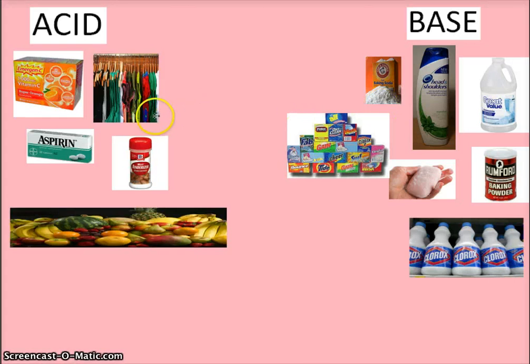Acids, vitamin C and aspirin happen to be acidic. Clothes often get their color from an acid, and sure enough, acid tenderizes meats. And something I forgot to put on here, it helps make yogurt. Hey, I hope you've learned a little bit about acids and bases.